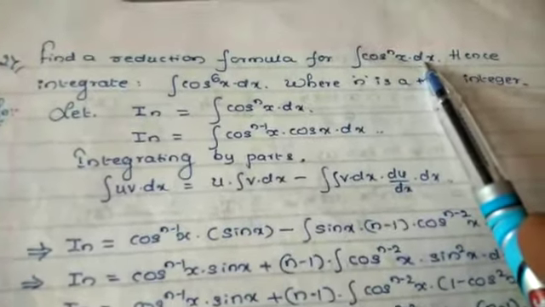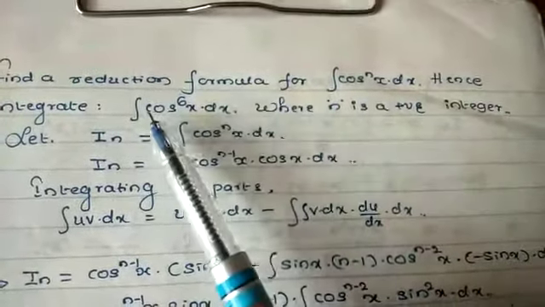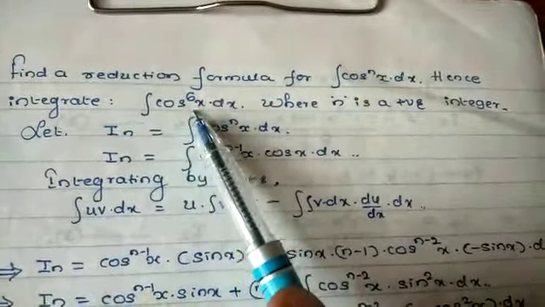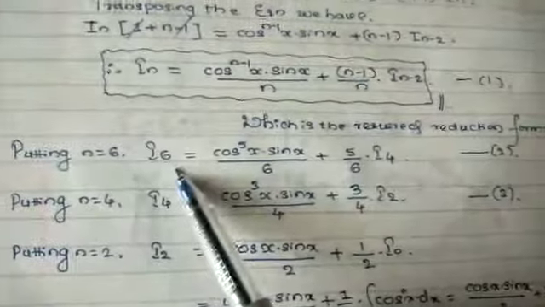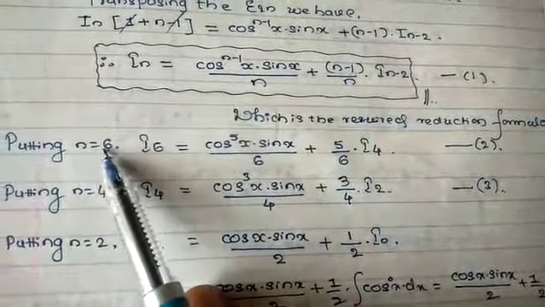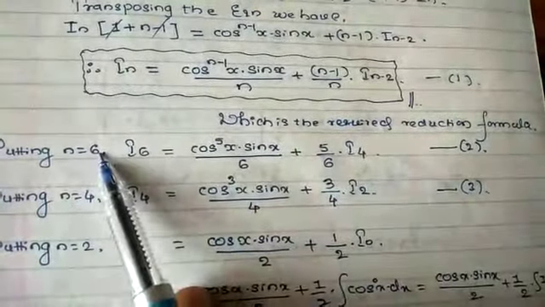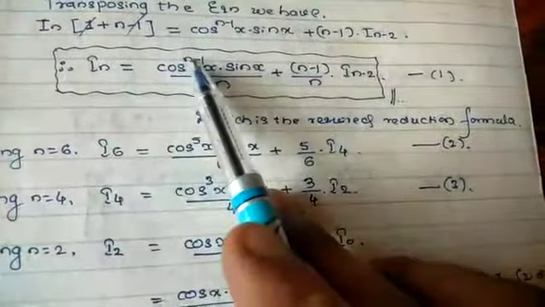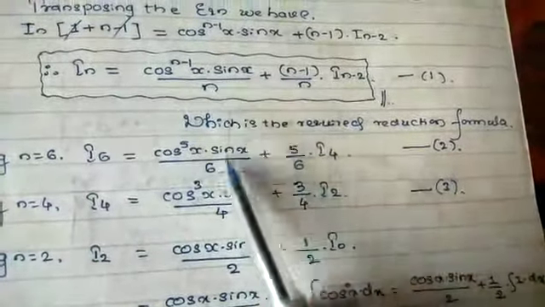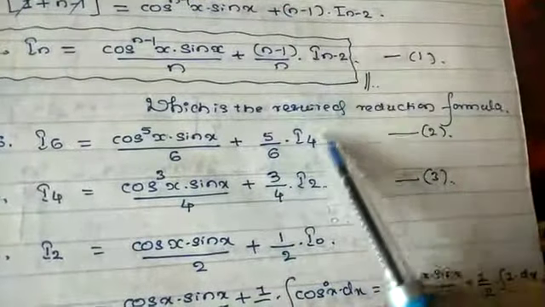If the reduction formula itself is asked, this is the answer for that. If along with this question they have given 'hence evaluate integration of cos raised to 6x with respect to x', then you have to continue this example. Call this equation number 1. To find cos raised to 6x means n equals 6, so in place of n we put 6. It becomes I_6 equals 6 minus 1, that is 5, n is 6, so n minus 1 divided by n is 5 by 6, into I_n minus 2, 6 minus 2, that is 4.